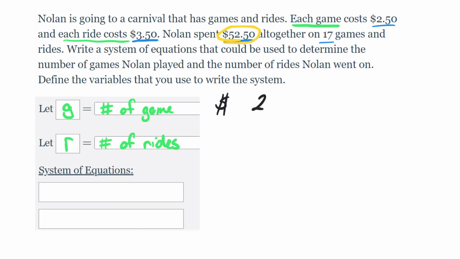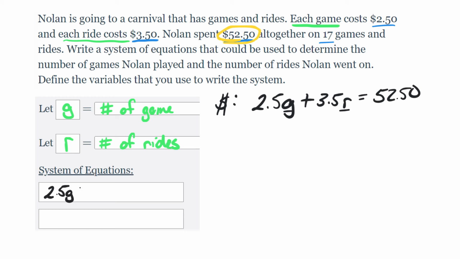What we have is $2.50 per each game. Well, we know the games are G, and then the rides, which are $3.50 apiece, are R. So however many games times $2.50 plus how many rides times $3.50 all came out to $52.50. This is our first equation. This is the how much. How much did he spend?